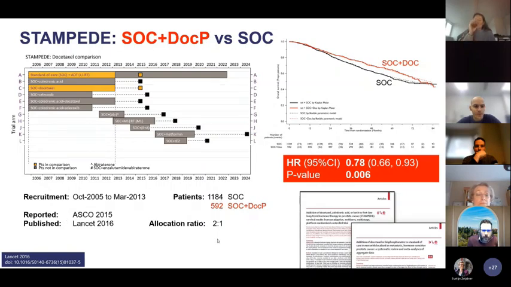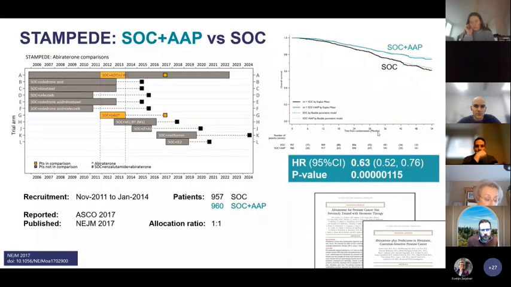It was a 2-to-1 allocation ratio because we have 5 research arms, we loaded a few more patients into the control arm. And you can see that overall we had a hazard ratio of 0.78, 22% relative improvement in survival, which is roughly what we were targeting, and that was enough to start changing practice.